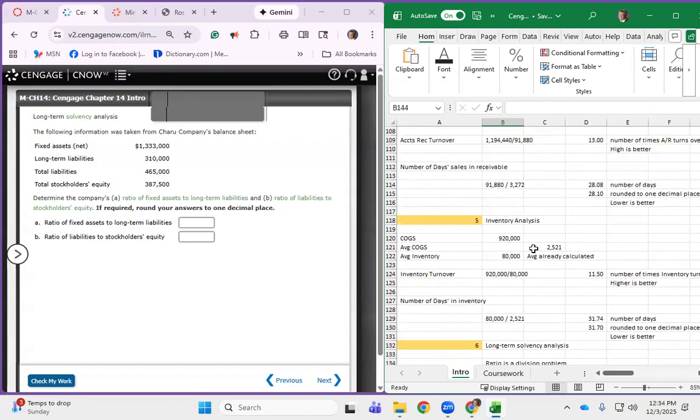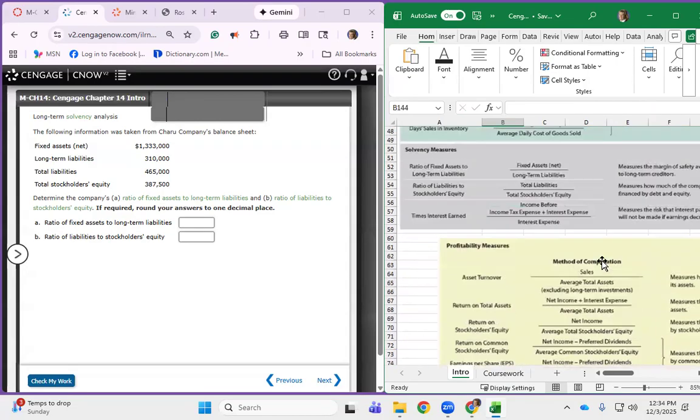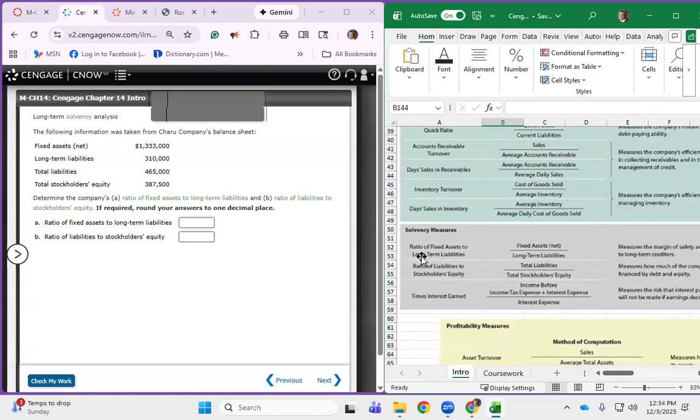Okay, so what's the formula? If I go up here under solvency, there's the ratio of fixed assets to long-term liabilities. So you take your fixed assets net. Well, it's already netted for us, but if it wasn't, we would have to subtract accumulated depreciation first.